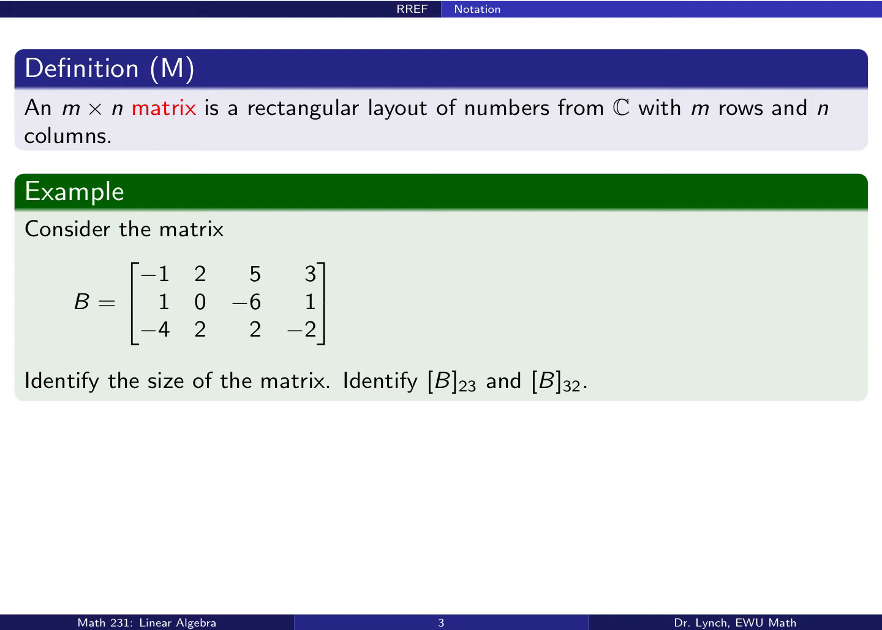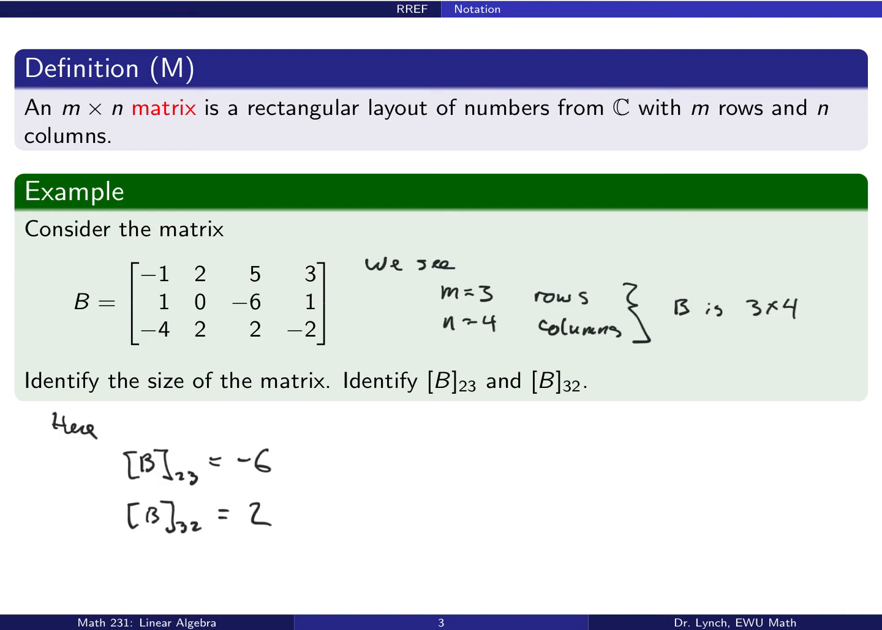So here's an example. Here's a matrix B. We can see it has 3 rows and 4 columns. So again, with 3 rows and 4 columns, we say that the matrix is 3 by 4. The element in the second row and third column, B23, is -6. And the element in the third row and second column, B32, is 4.